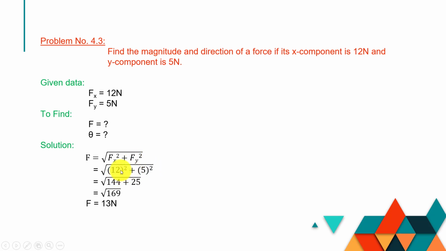By taking the squares of these components, we get the square root of 144 plus 25. By adding 144 and 25, we get the square root of 169. Now the square root of 169 is 13. So we get the magnitude of the force, which is 13 Newton.